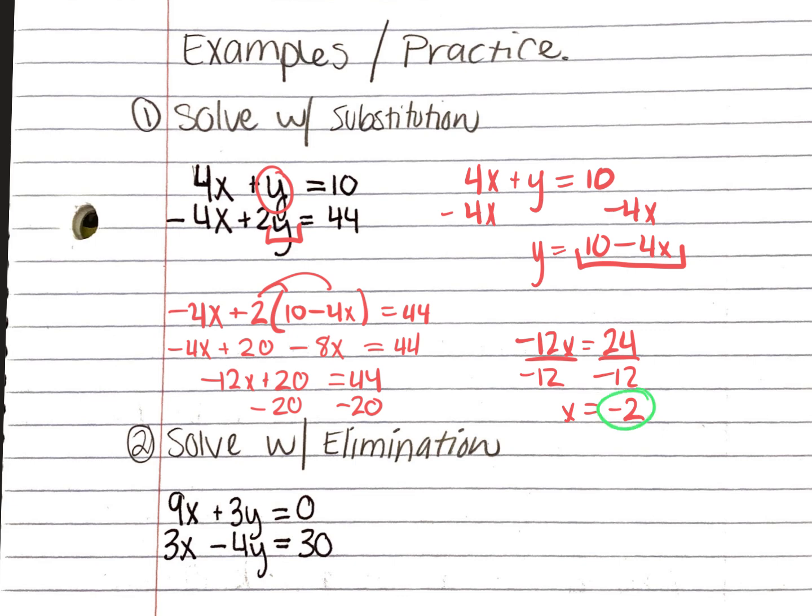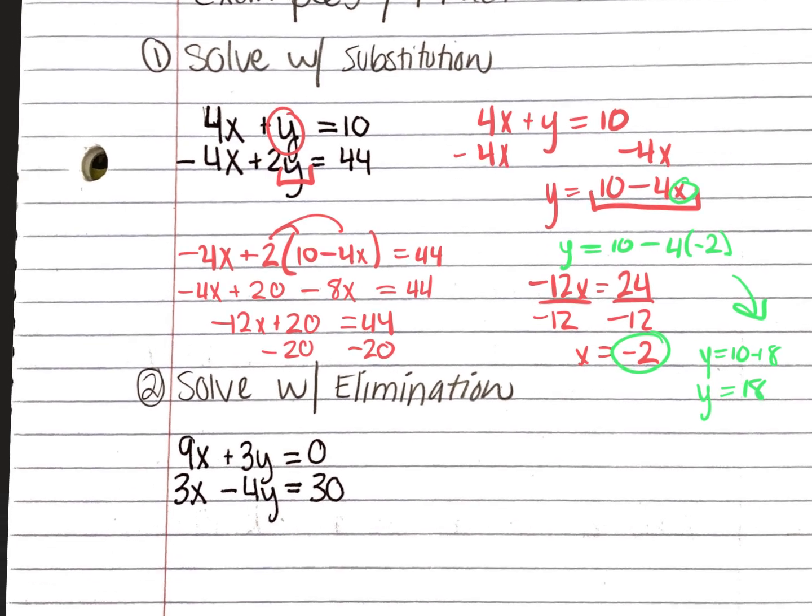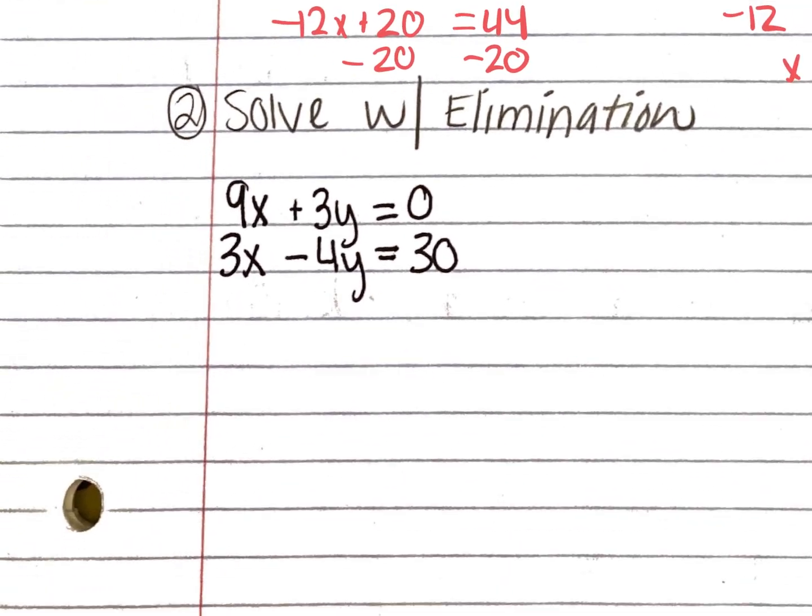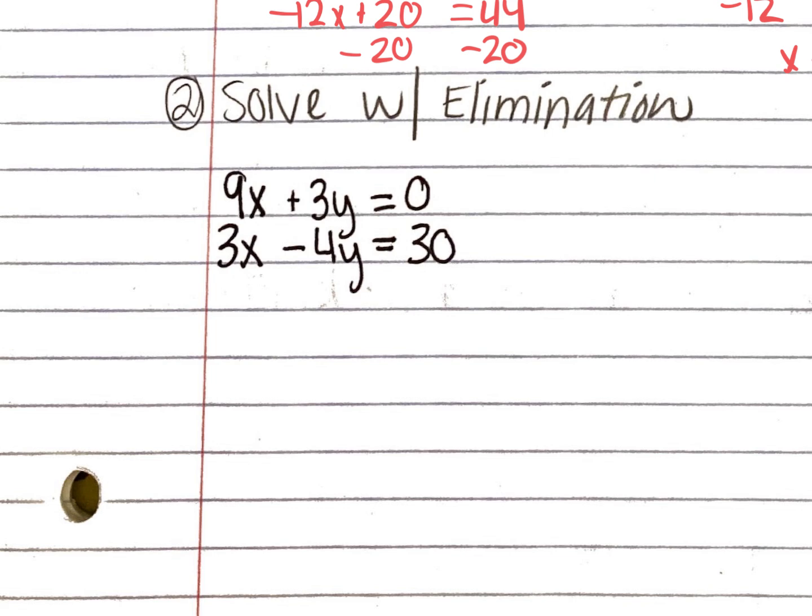Now that we have that, we're going to plug it in right here to find out what y is. So y equals 18. Right, then elimination is the one where you multiply and cancel stuff out. So we know that 3 times 3 is 9, so let's multiply this second one, everything in it by negative 3 so that it'll cancel out.